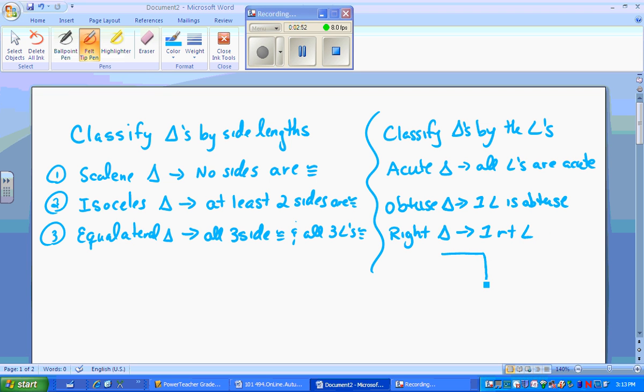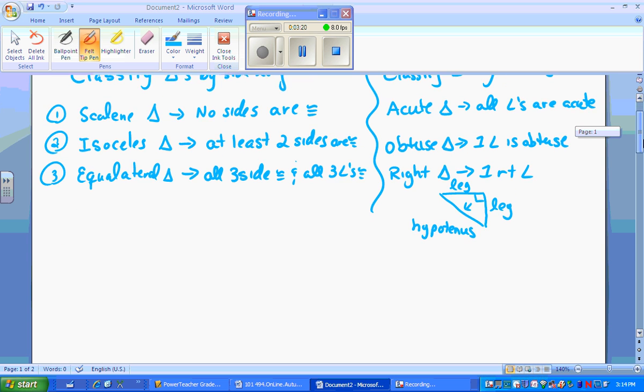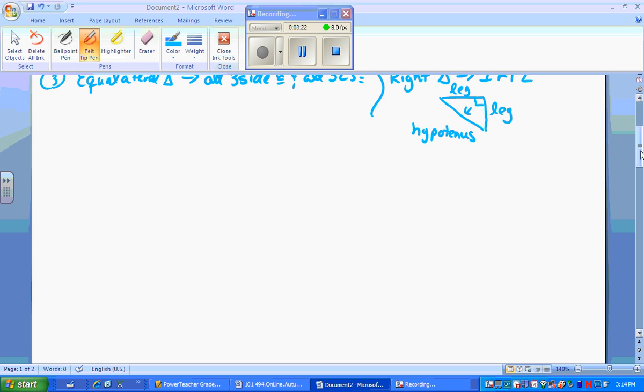The right triangle has the right angle. It'd have a box in the corner. The 2 sides are legs, and the side across from the 90-degree angle is called the hypotenuse. Okay, so these are the 6 terms that you need to memorize or be familiar with.